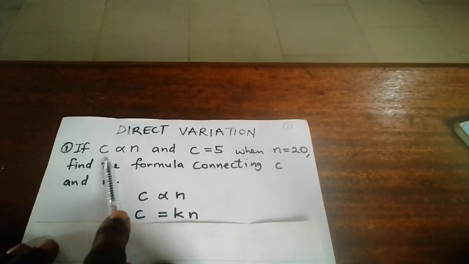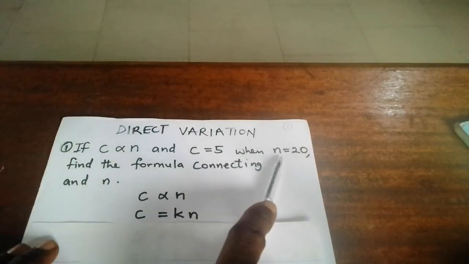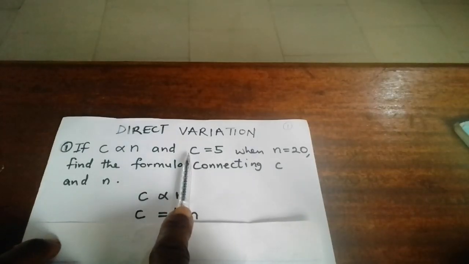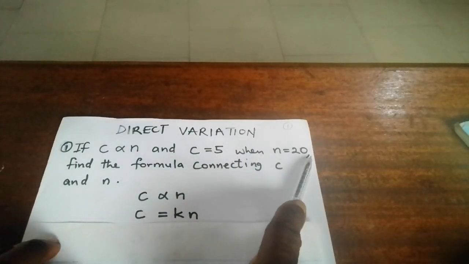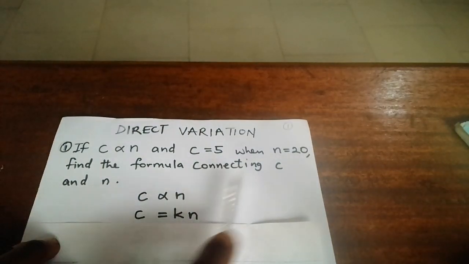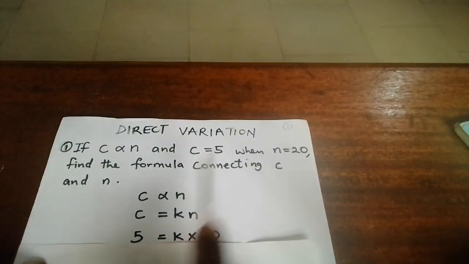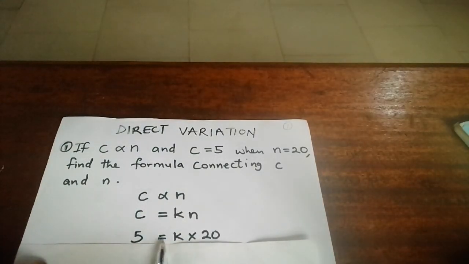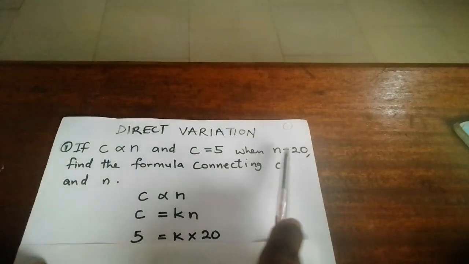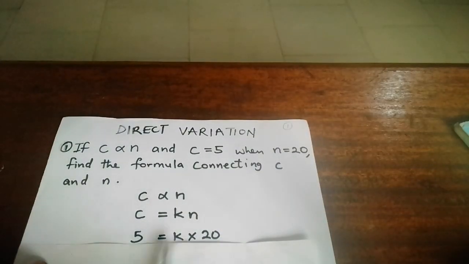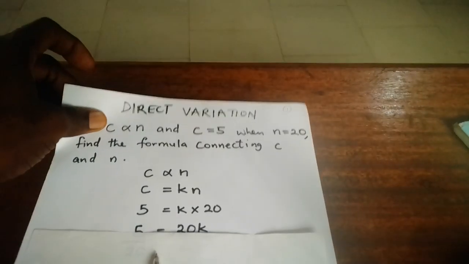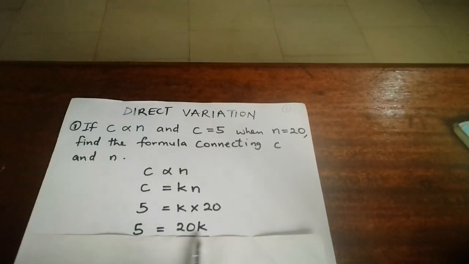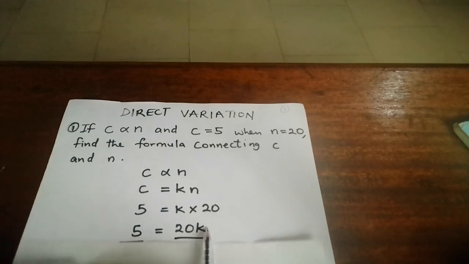Now you are given the value for C and the value for n. We are told that the value for C is 5 when n is 20. To find the formula connecting them, we need to find the value for K. So you substitute 5 for C, equal to K times the value for n, which is 20. So 5 is equal to K times 20, which is 20K. You are looking for K. The next thing is to divide both sides by the coefficient of K, which is 20.